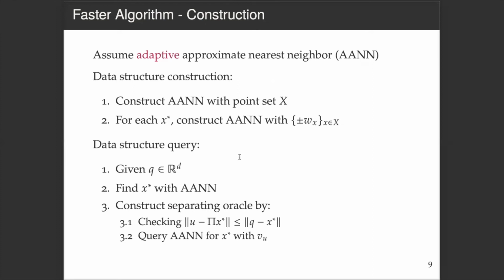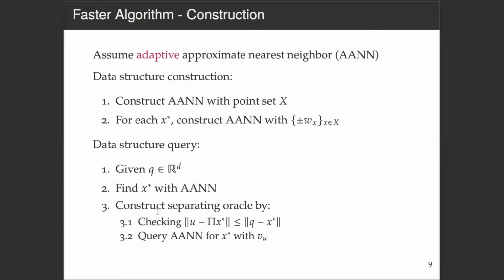And for each candidate nearest neighbor X star, we're going to construct an approximate nearest neighbor data structure with the points WX being centered at X star. So for each X in the data set, we construct another approximate nearest neighbor data structure with the points WX centered at that particular X star. And at query time, this is what we do. So we first input the query Q in R^d, which could be chosen with knowledge of the data structure. We find its approximate nearest neighbor X star using another approximate nearest neighbor data structure.